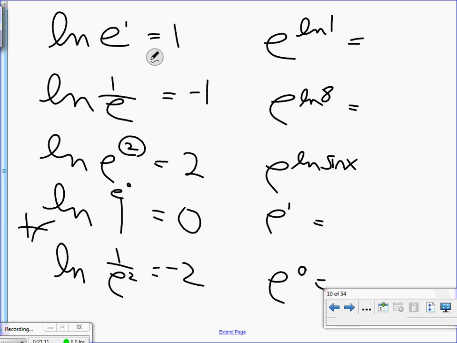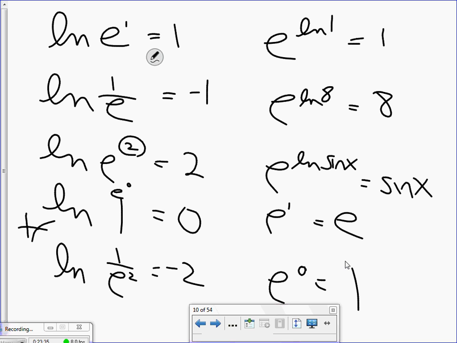Now let's go the other way. We'll go ln function into the exponential function. What is e to the ln of 1? E to the ln of 8. E to the ln of sine x. Now I can switch it. What's e to the first? E. Anything to the first is itself. And what about e to the 0? 1. You guys got that.